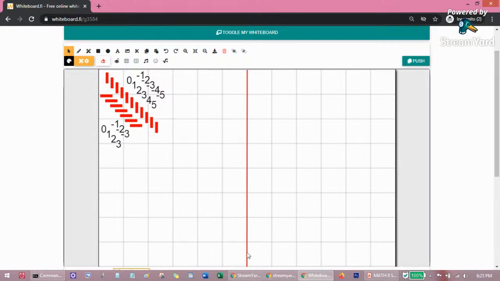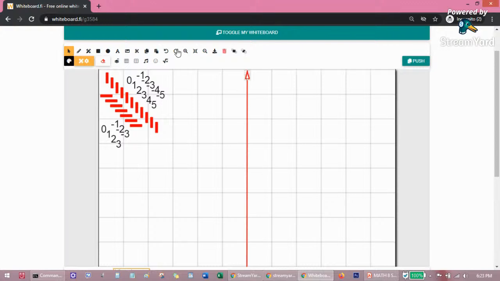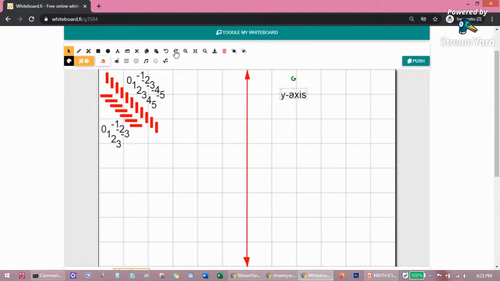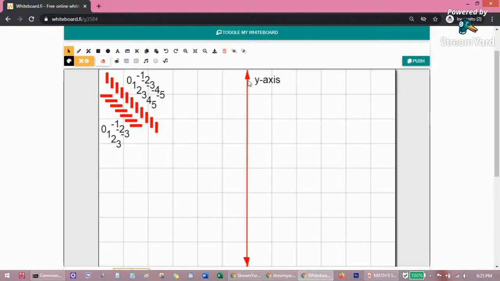So, magdodrawing tayo ng vertical line. Then, lalagyan natin ng arrow sa taas. And then, arrow sa baba. And then, this is what we call the y-axis. Yung vertical. Yung patayo. Vertical is patayo. That is the y-axis.